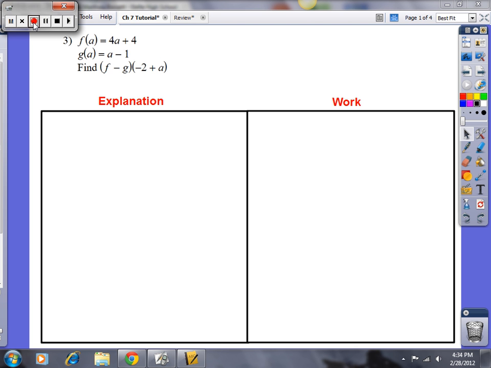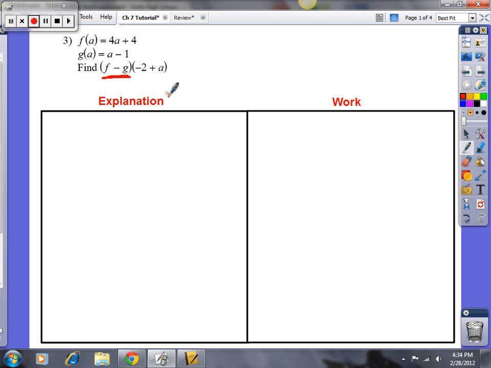We have 4 sample problems, and these problems are going to be similar to the problems you're going to see on your test. The first one, you're going to be given 2 functions, and you're going to have to do an operation on the functions. So this is telling you what they want you to do.